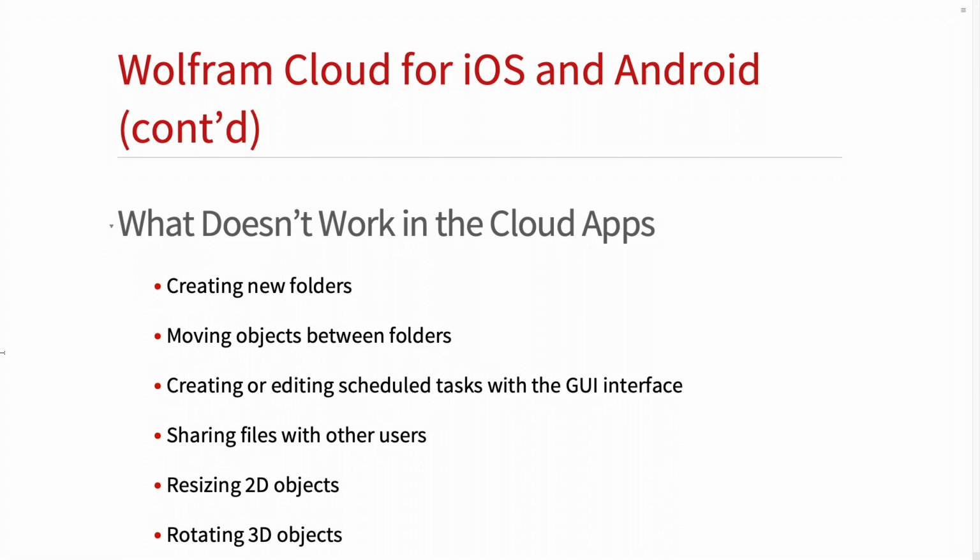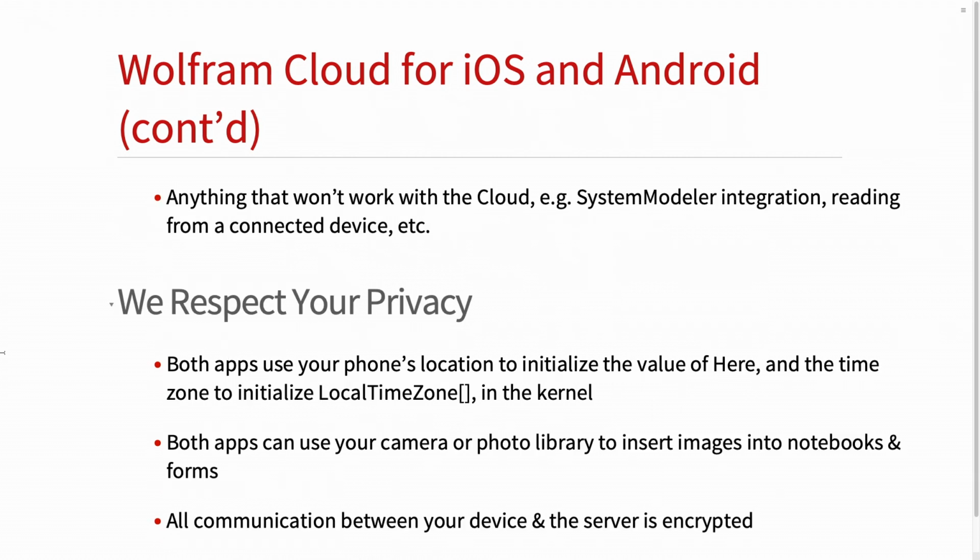There are a few things that you can't currently do in the Cloud app, like you can't create new folders, you can't move objects between them, or create or edit scheduled tasks. A few of these things you can do inside the next application that I'm going to talk about here. And one other thing, there are several privacy prompts inside the Alpha and the Cloud apps, and we use, for example, your location in the Alpha app in order to do location-aware queries like airplanes overhead.